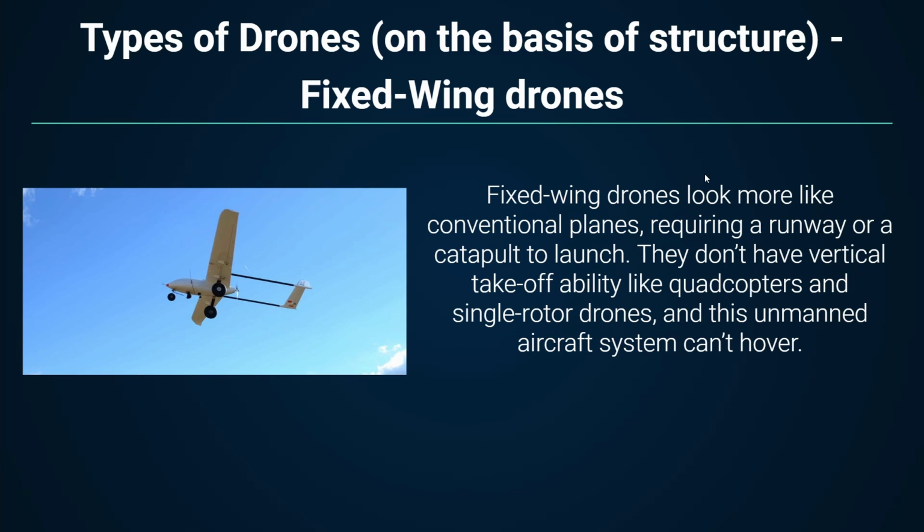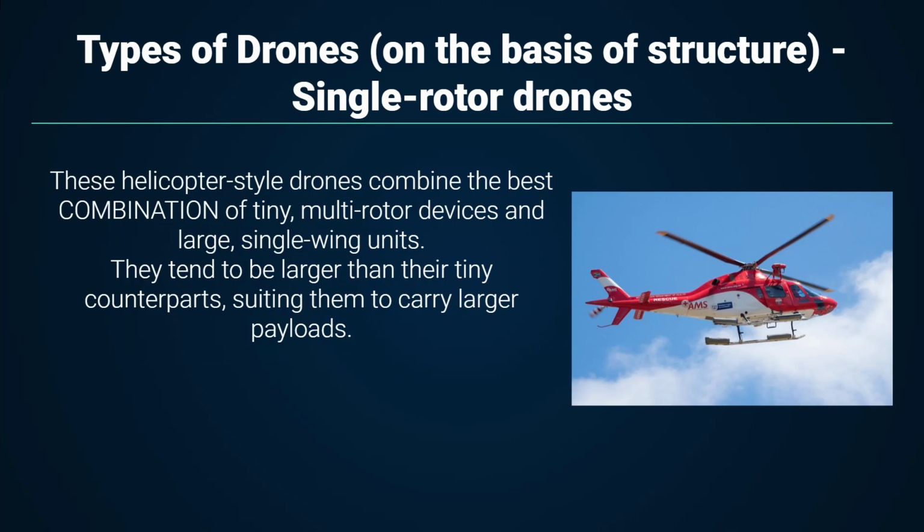Fixed wing drones. Fixed wing drones look more like conventional planes, requiring a runway or a catapult to launch. They don't have vertical takeoff capability like quadcopters and single-rotor drones, and this unmanned aircraft system can't hover. Single-rotor helicopter drones. These helicopter-style drones combine the best of tiny multi-rotor devices and large fixed-wing units. Their reliance on rotors helps these devices hover and launch vertically. They tend to be larger than their tiny counterparts, suiting them to carry larger payloads. The lack of multiple motors makes them more efficient than multi-motor models.